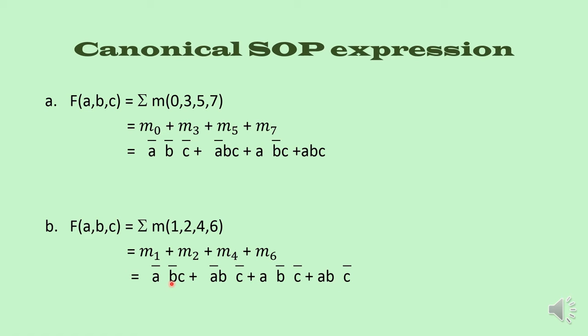That is A bar B bar C plus A bar B C bar plus A B bar C bar plus A B C bar, which is the function of this decimal notation. So in this way, from a decimal notation, we can easily convert to a canonical SOP expression. Okay.